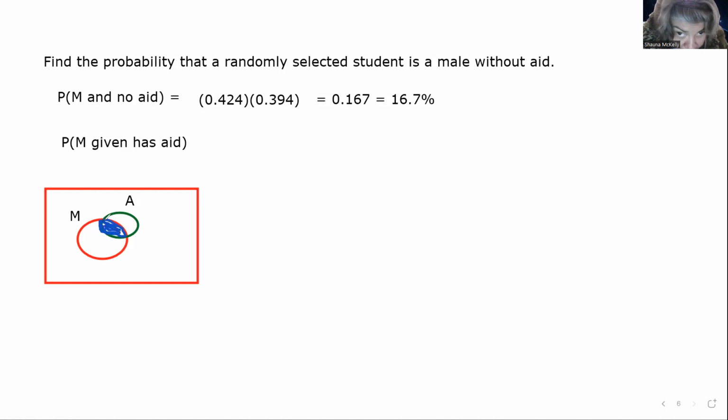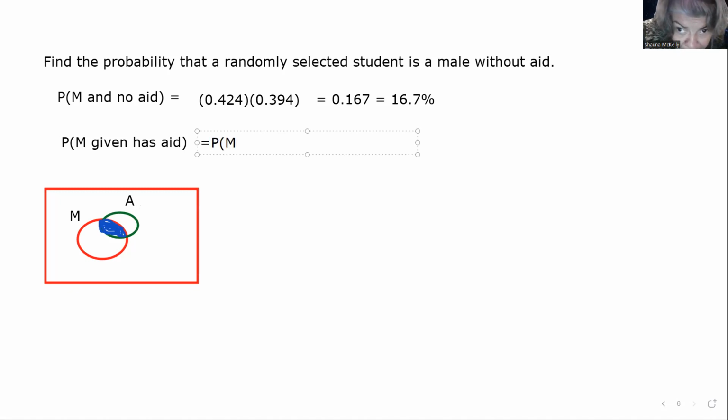These are males who have aid. Now, the difference with "given that" is that this is not just male and aid, it's male given has aid. So you look at the part where they intersect. This is male and aid, but you only compare it to the green, okay? So the formula, the way we would write this out, is this.